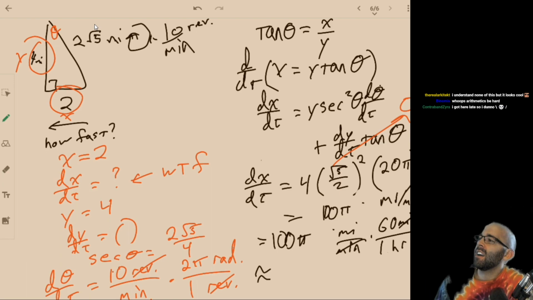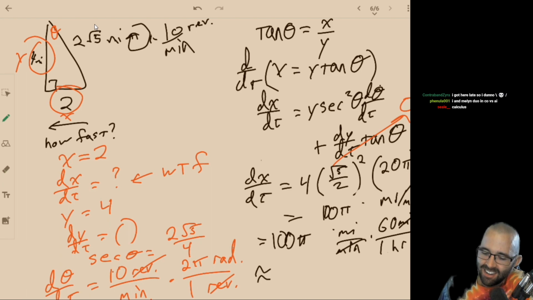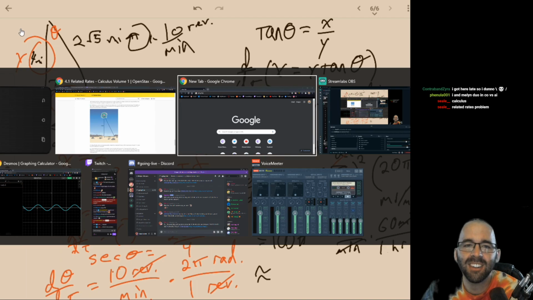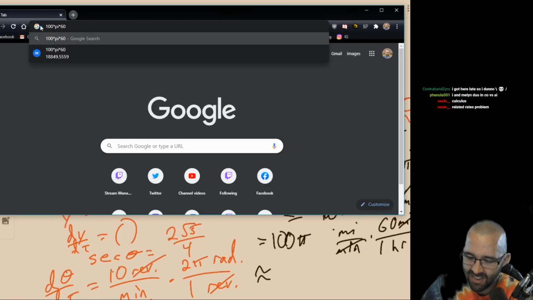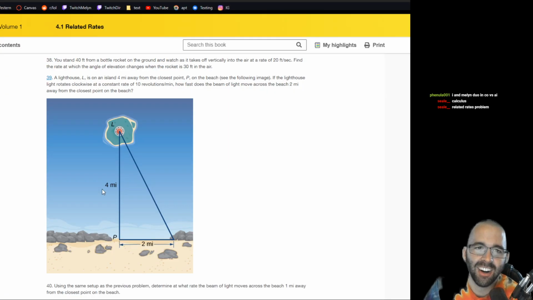Right? If you think about a lighthouse, it could be right. What if we just check our answer, okay? What if we just check our answer? 100 pi times 60, right? That's 18,849.5 repeating miles per hour. Let's check our answer.